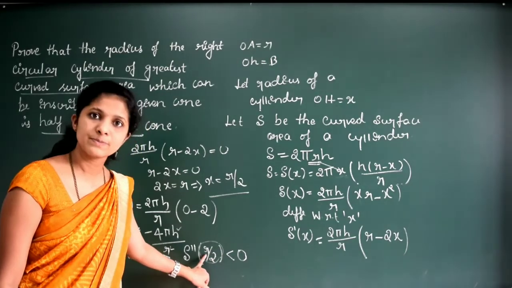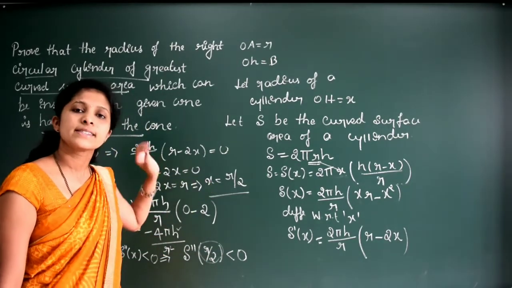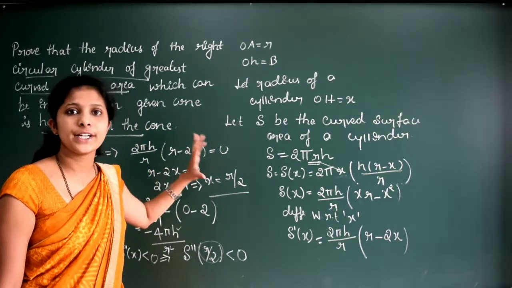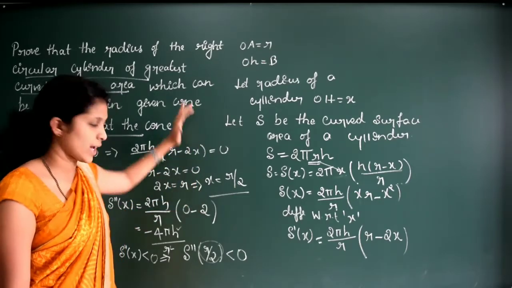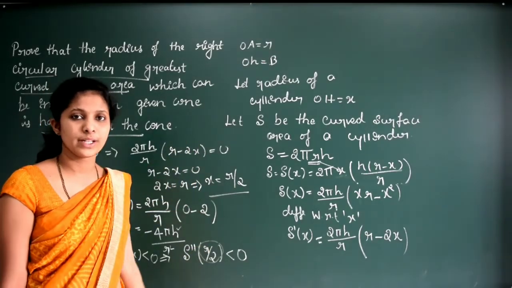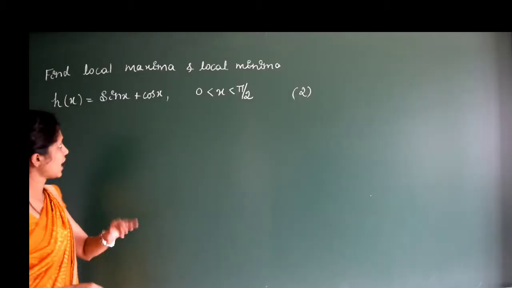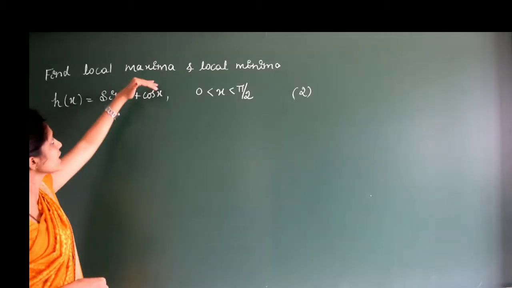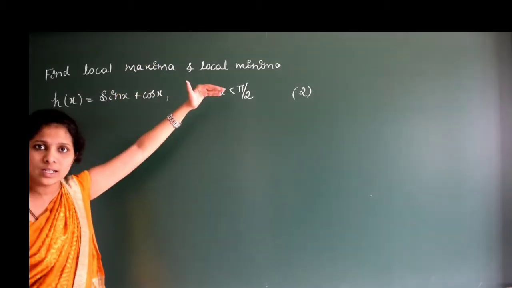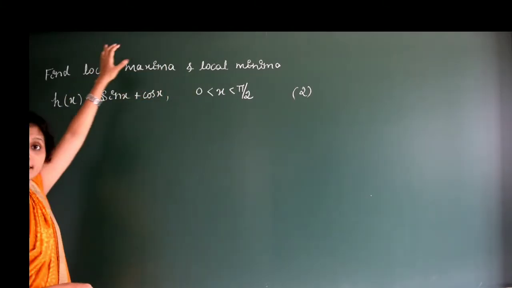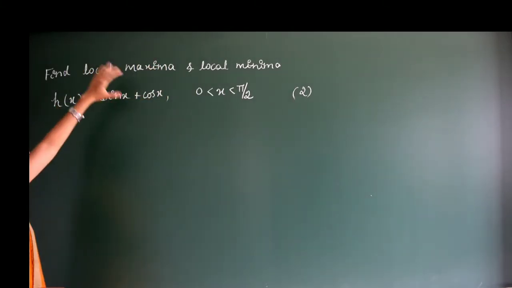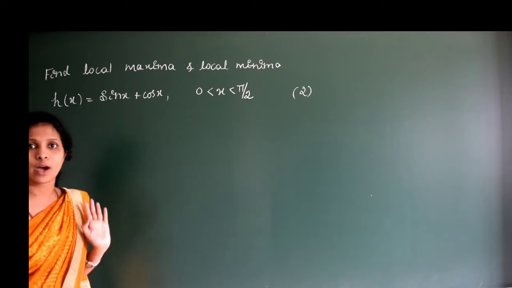So we proved that the radius of a cylinder is half of the radius of a cone. Is it clear? Actually, this type of problem is not important, but go through it once. Now see this problem. You have to find the local maxima and local minima. This is in exercise 6.5, third main. I'll solve one problem and the remaining problems you have to solve.